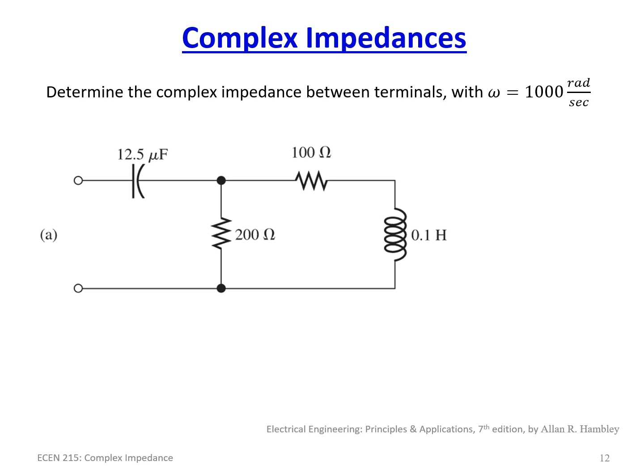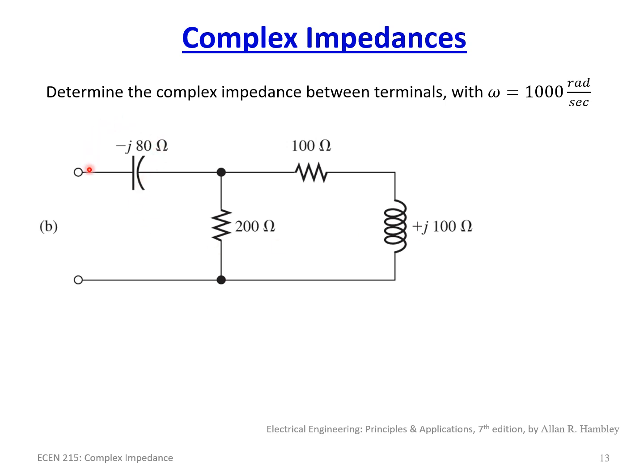And then for the inductor, we have 0.1 henries. So it's omega L. So we have 1,000 times 0.1 henries, and we end up with 100. So this is j100. So we end up with minus j80 ohms for the capacitor. The resistances have stayed the same, 100 and 200, so that did not change whatsoever. And the impedance for the inductor is plus j100 ohms.